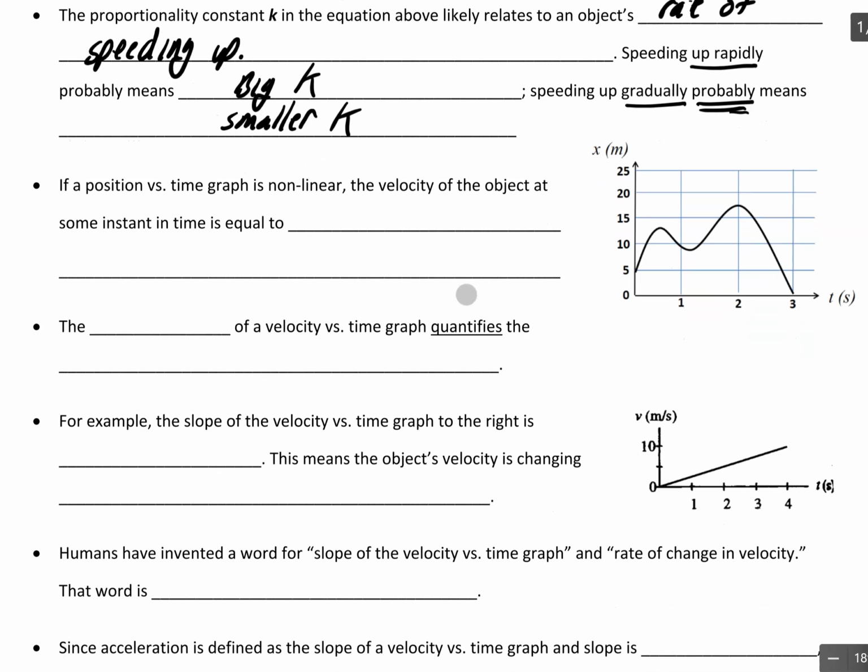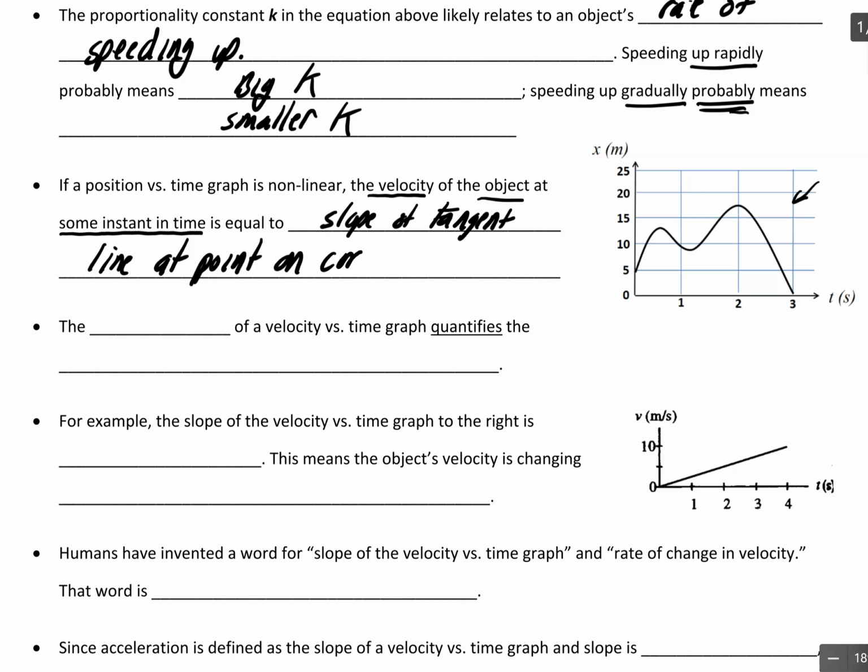If a position versus time graph is nonlinear, like the one shown here, the velocity of an object at some instant in time, that's instantaneous velocity, is equal to the slope of the tangent line to the point on the curve at that time. Oh boy, I think an example would help. Slope of tangent line at a point on the curve at time t. All right, let's do an example.